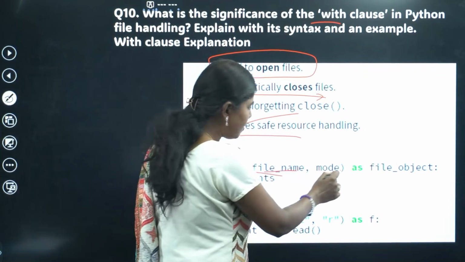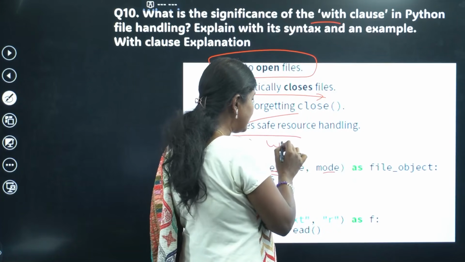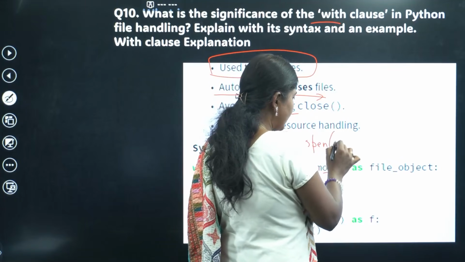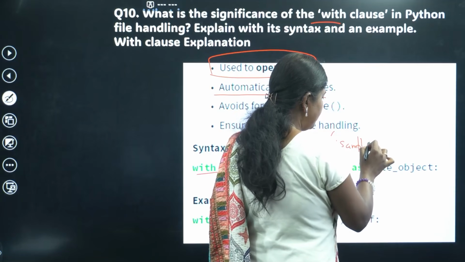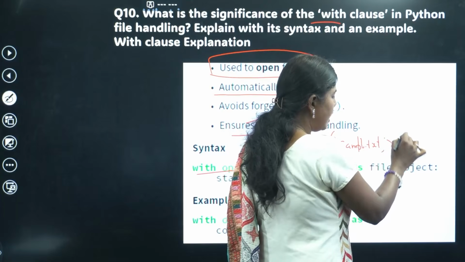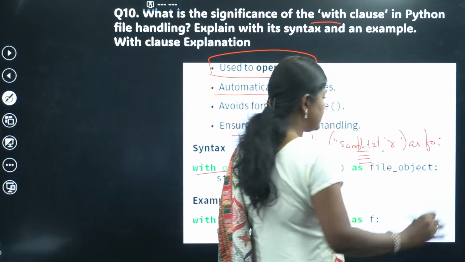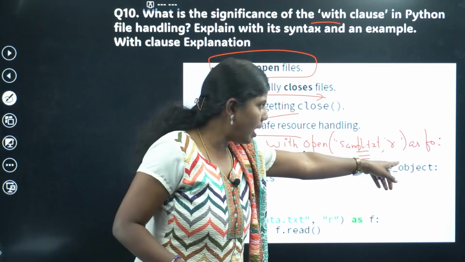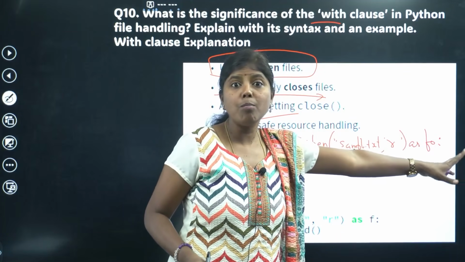With open, file name and mode as file object. Look at the syntax, it's a bit different. I'll rewrite it. With open, name of the file. What is the name of the file? Sample.txt. Mode, what is the mode? I'm going to give it as r as fo. Do some operations here. This is the syntax: with open, file name, r mode, whatever the mode you want, as fo, colon is there, block is there.